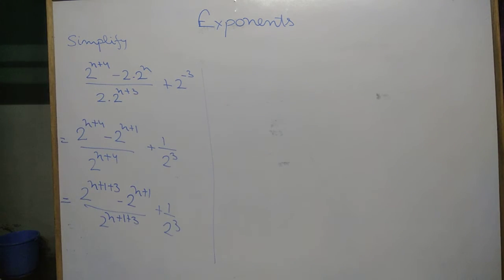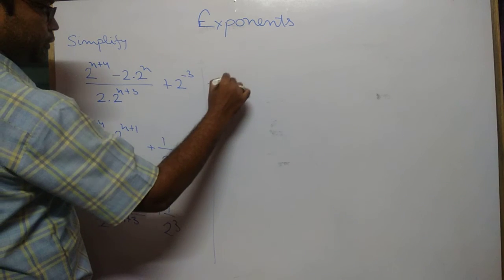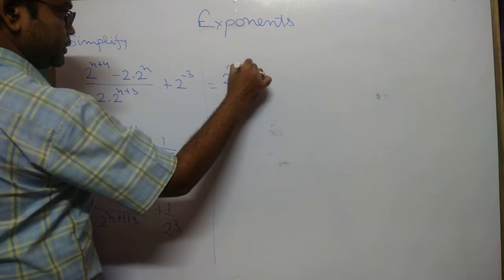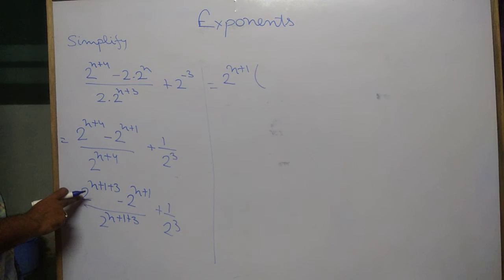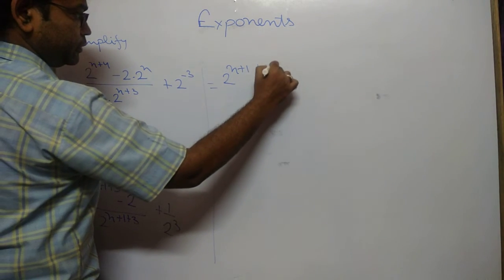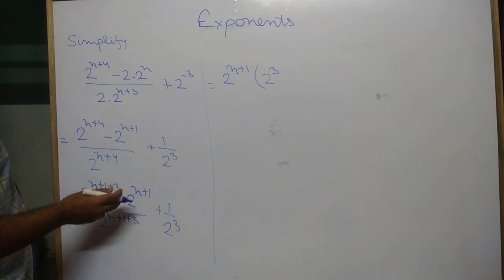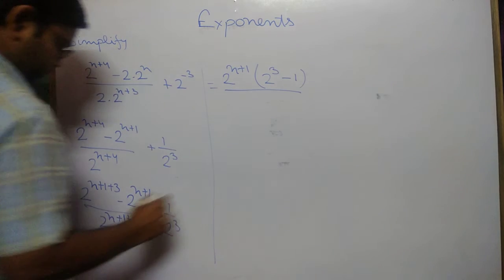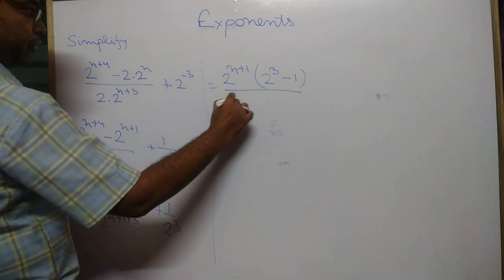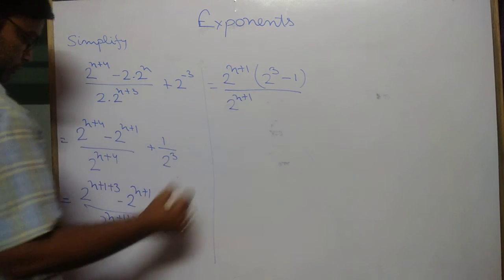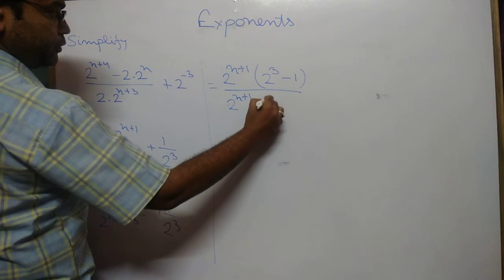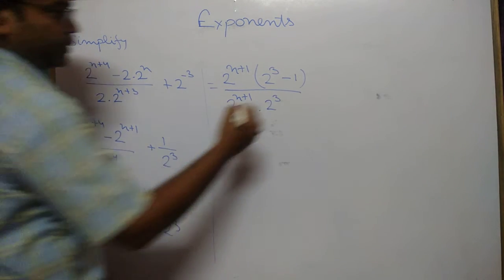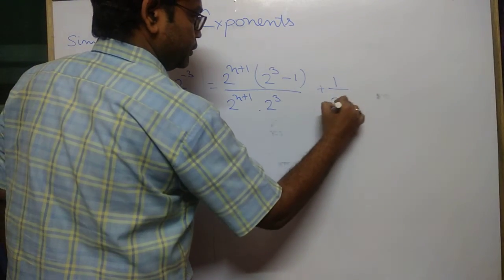Coming to this side, if we take 2 to the power n plus 1 common from both terms, what do we have? 2 to the power n plus 1 common, then we have 2 to the power 3 minus 1, into 2 to the power 3 common, plus 1 upon 2 to the power 3.